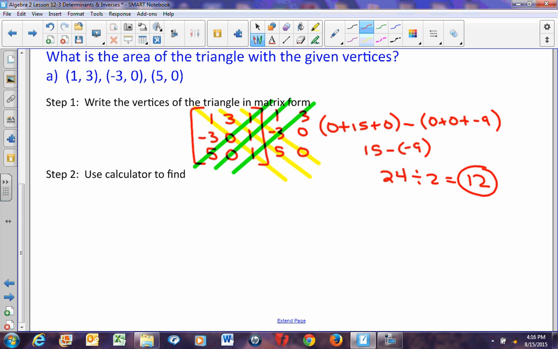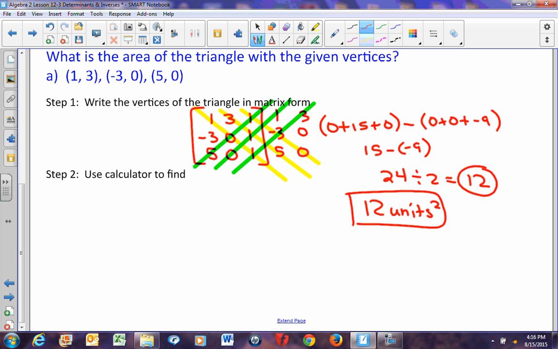Or you can use your calculator to find it. This will be 12 square units. Done by hand, that's how it goes; using the calculator, it's simply done. All you have to do is put the matrix in. So as you create your second matrix, go to edit. This is a 3 by 3, so I'm going to change it to a 3 by 3, and I'm going to put in 1, 3, 1, negative 3, 0, 1, 5, 0, 1.